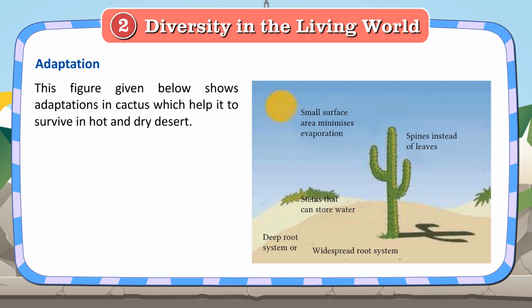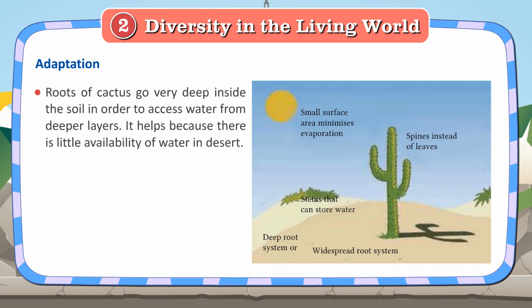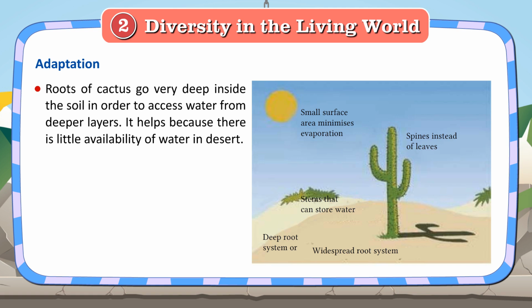The figure given below shows adaptation in cactus which helps it to survive in hot and dry desert. Roots of cactus go very deep inside the soil in order to access water from deeper layers. It helps because there is little availability of water in deserts.